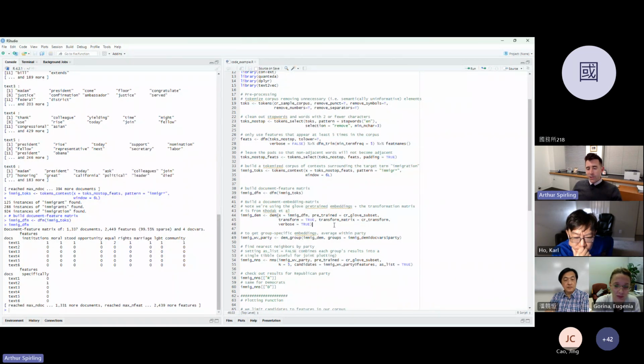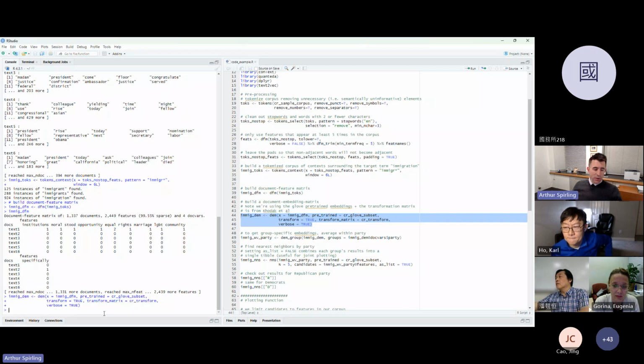First things first, we're going to tell it to produce a new type of object that's somewhat unique to our package, which is called a document embedding matrix. So this is saying, take that DFM, that document feature matrix, and then produce basically embeddings for every time the word immigrant, immigrants, immigration was used. Let me just run that, but I'll show you what's actually going on.